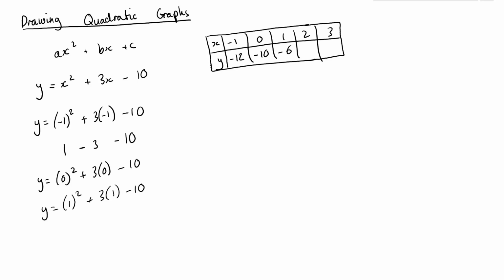And then if x is equal to 2, then y is equal to 2 squared plus 3 times 2 minus 10, and this becomes 4 plus 6 minus 10, and this becomes 0. So 4 plus 6 is going to give me a positive 10, minus the 10 gives me 0. And then finally, if x is equal to 3, then this is 3 squared plus 3 times 3 minus 10. So this is 9 plus 9, which is 18, minus the 10 gives me 8.